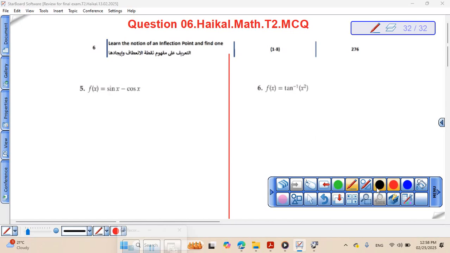To find the inflection point, you should differentiate twice. Then make the second derivative equal 0 and see where the function changes from concave up to concave down to determine the inflection point. This is the strategy that we follow to get the inflection point and determine where the function is concave up and where it is concave down.